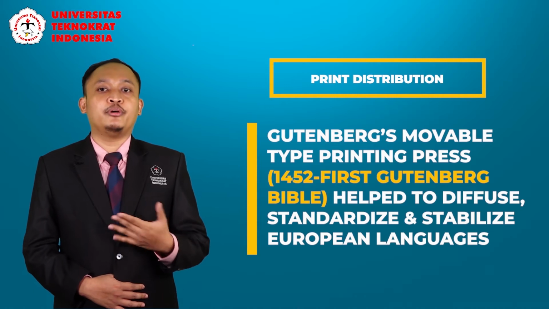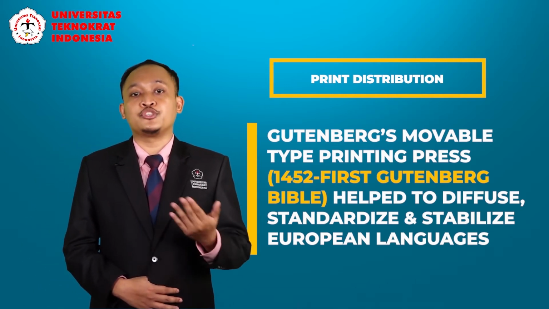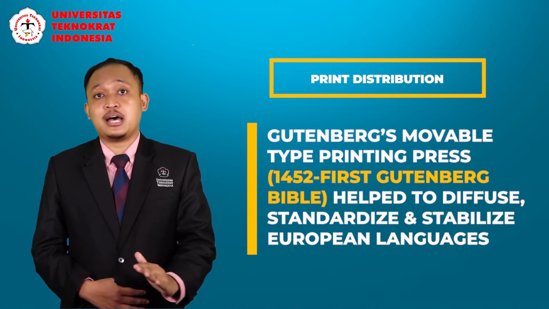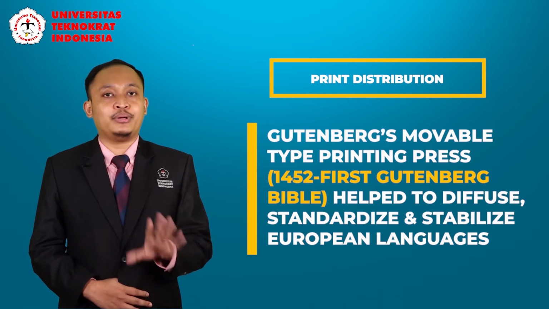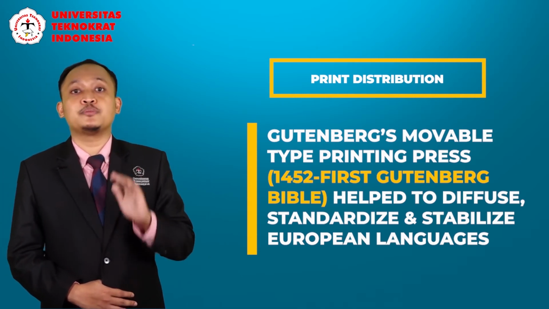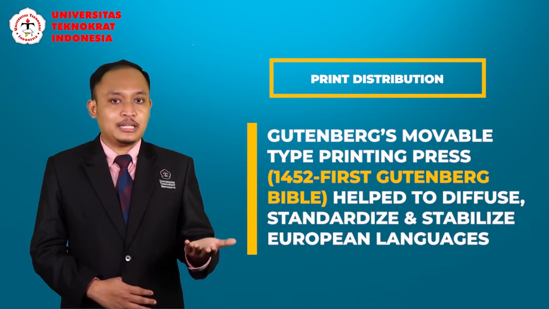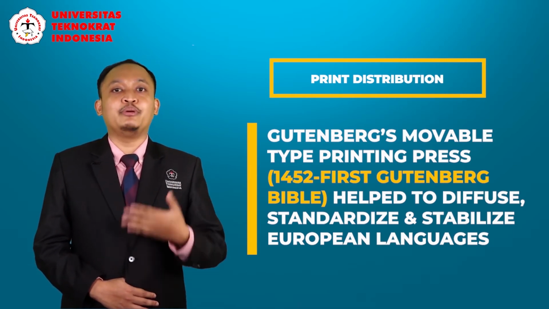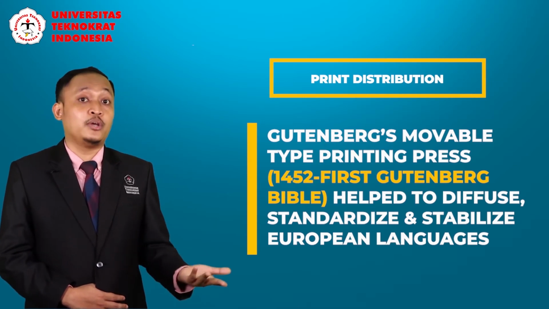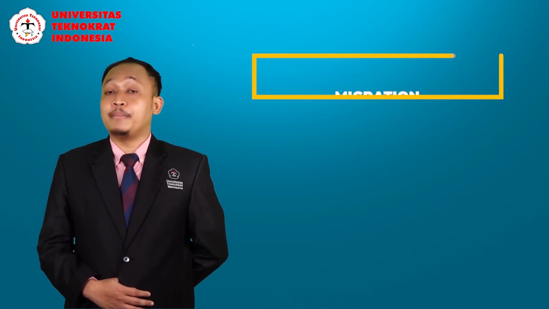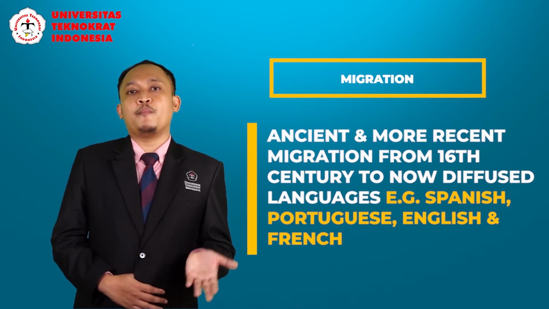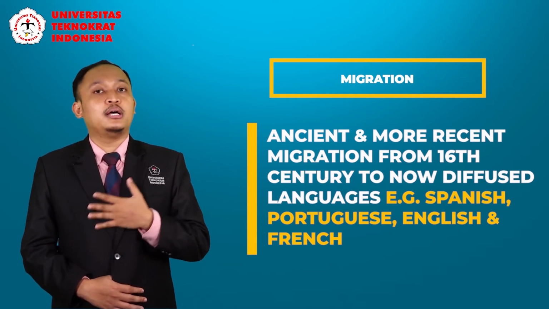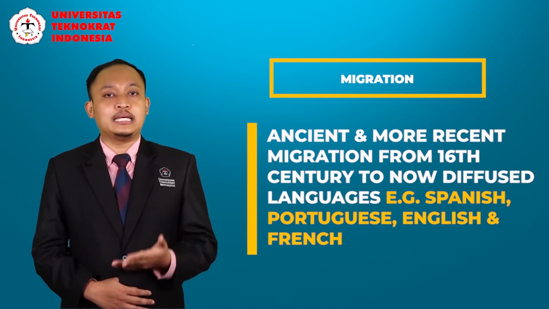The second factor is print distribution. Like Gutenberg's movable type printing press in 1452, which helped to diffuse, standardize, and stabilize the European languages. Because of the printing press's ability, a lot of books were produced so that people could read and try to understand. For a long time, it became a set of rules that they could agree with and socialize to others. The third one is migration. Ancient and more recent migration, from the 16th century to now, made languages diffuse, so that we know the languages of Spanish, Portuguese, English, and also French.